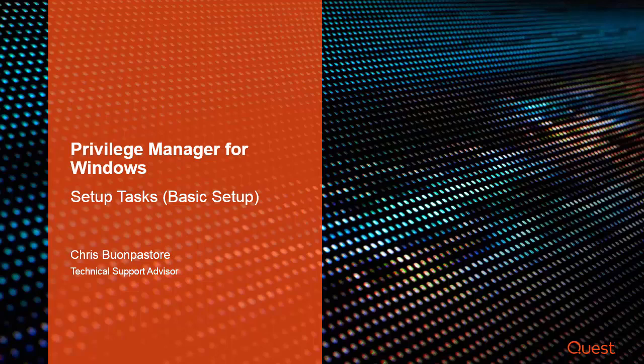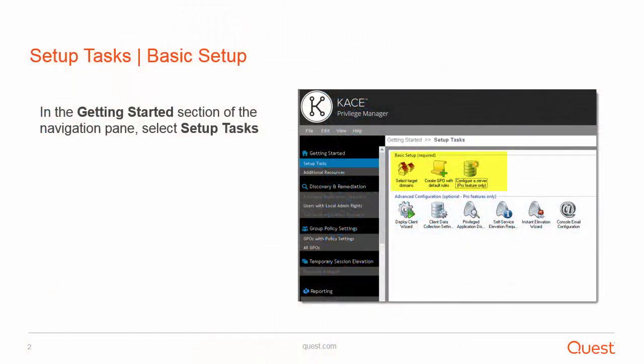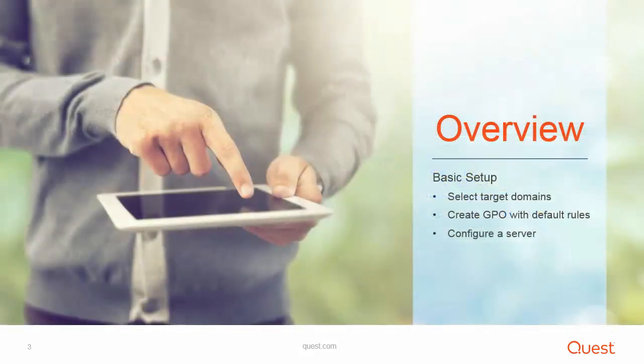In this video, we will be going over the basic setup tasks of Privilege Manager for Windows. We will discuss the basic setup tasks located in the Getting Started section of the console, covering selecting target domains, creating a GPO with default rules, and configuring a server. These should be the first steps completed after installing the console.